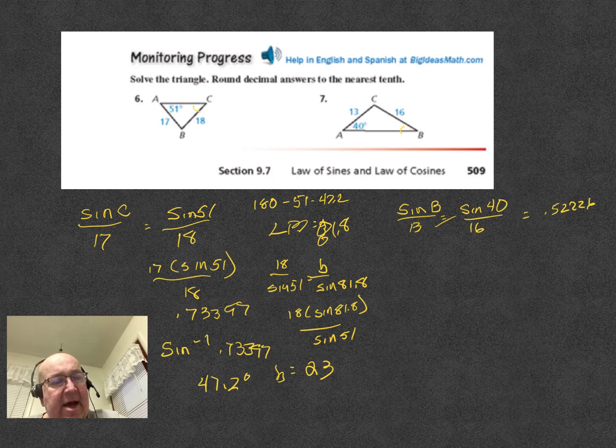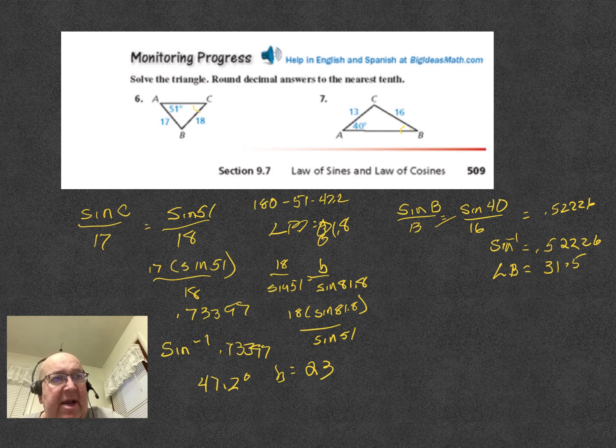0.52226. I'm going to take the inverse of that, so sine -1 on some calculators. If you need help finding what the inverse is on a calculator you use, you can ask me, or you can usually do a quick lookup. So angle B is going to be equal to 31.5 degrees when I put that in the calculator.